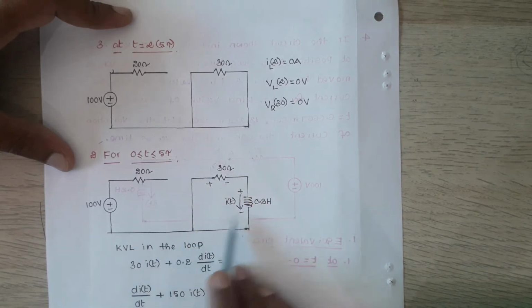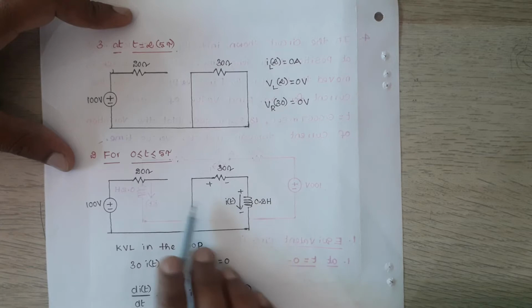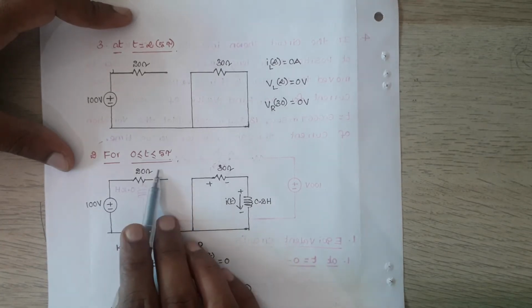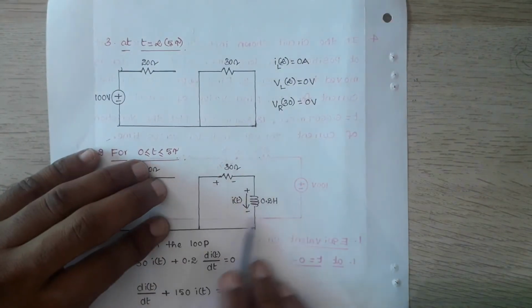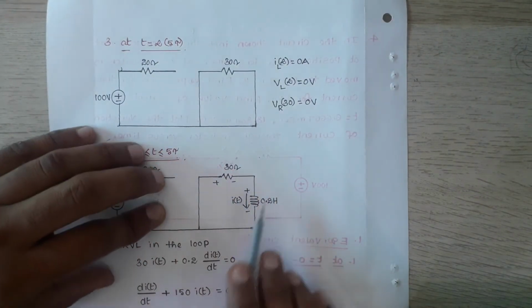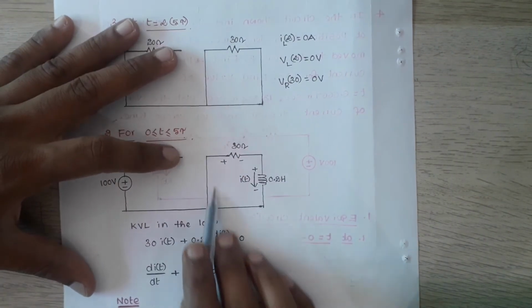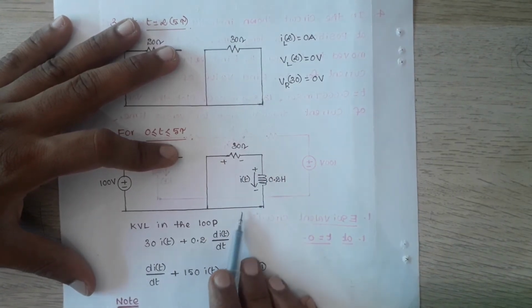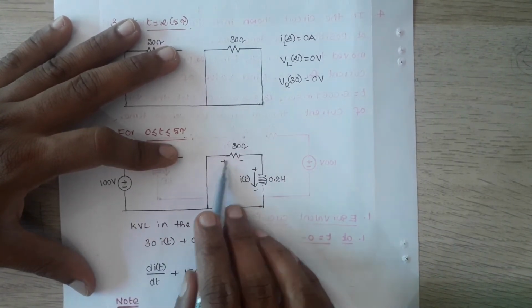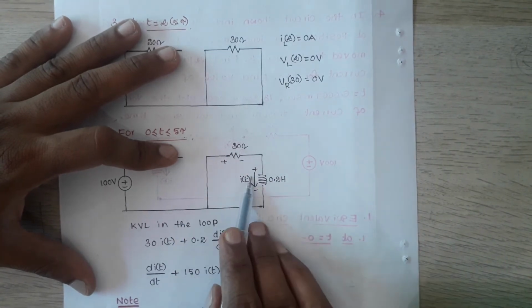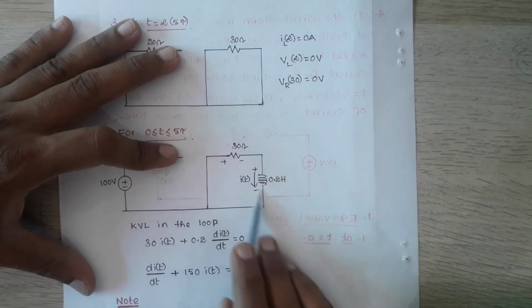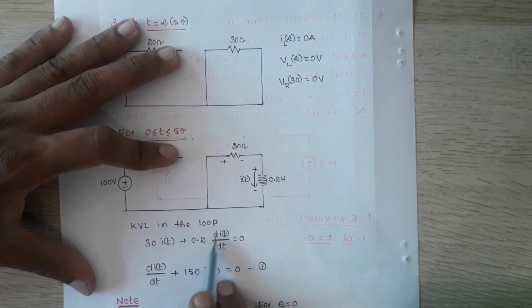So this is the circuit. Take the inductor as it is. Now the switch is moved from position A to position B. There is no current source in this circuit, so there is only an inductor and the resistor. So apply KVL for this loop: plus 30 into I of t, because current is flowing in this direction, plus 0.2 L into di of t by dt equal to 0.